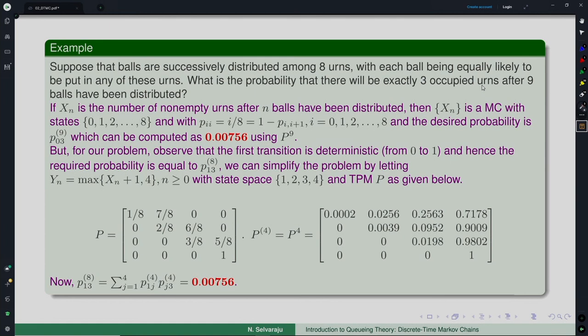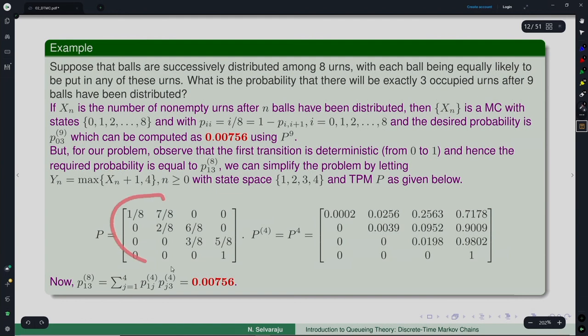You condense, and 0 also you do not need, because anyway in the first step you have made it 0 to 1 and from there only you need to compute. So, 0 also you do not need. So, you keep the original states 1, 2, 3 in the same meaning, but then from 4 onwards, you condense it to some new state 4. So, with the state space 1, 2, 3, 4 and Yn, which is the maximum of either Xn plus 1 or 4, because more than 4 anyway you are just combining to 4.